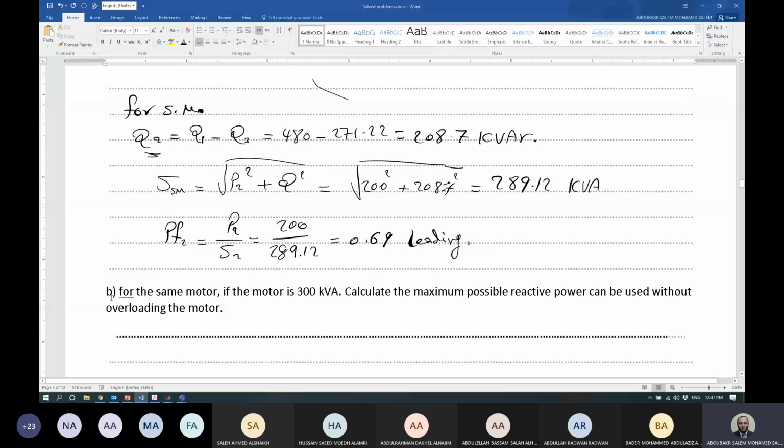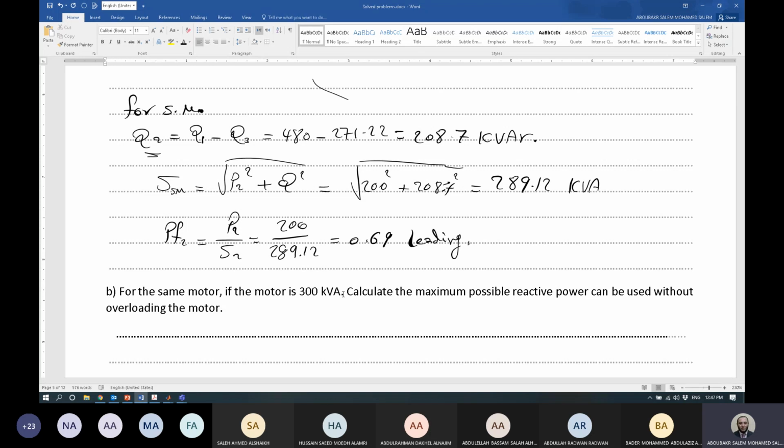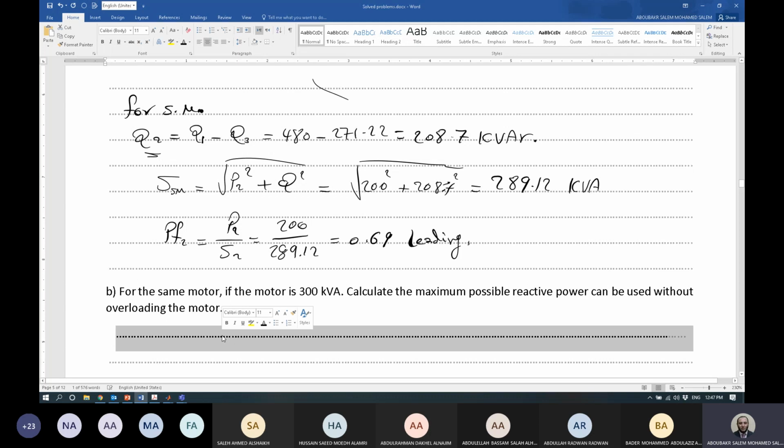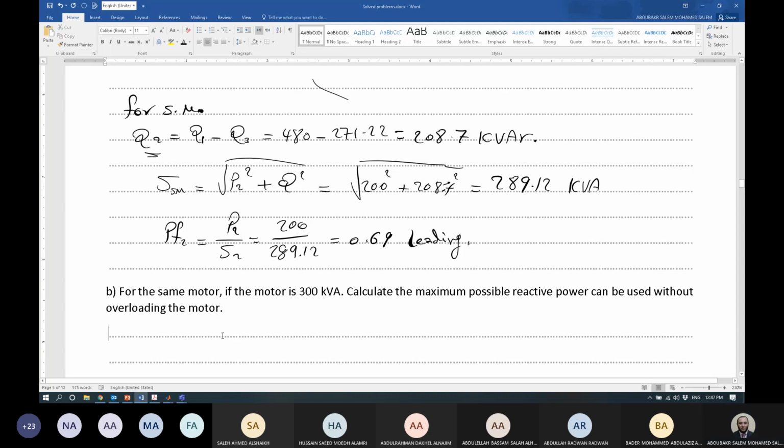Let's solve this requirement. What are we going to do? Now we have 300 kilovolt ampere available. Let's see how much we can compensate the power factor here. Who can solve with me? First, let's get the possible amount of reactive power. Is it right? Yes. Then how can we get it?